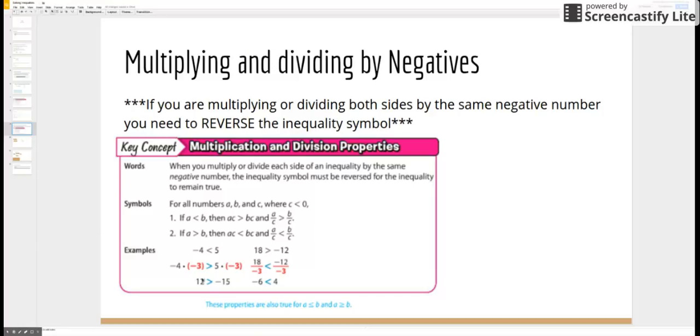So if we look at the examples here, we have negative 4 is less than 5. If I multiply both sides by negative 3, negative 4 times negative 3 is 12. 12 is greater than negative 15. So I change the inequality symbol from a less than to a greater than, because I multiplied both sides by negative 3. So let's look at here. I'm dividing both sides by negative 3. So this inequality symbol is going to be flipped from a greater than to a less than.